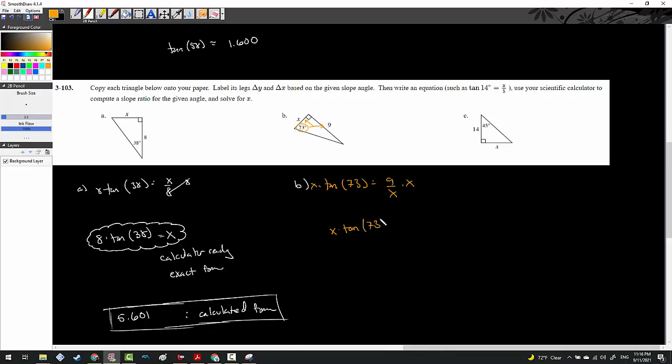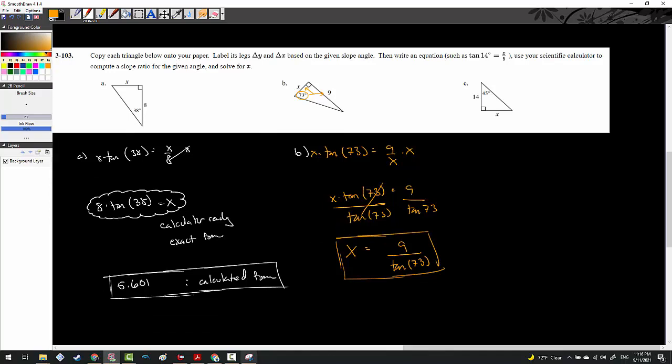And so x times tangent of 73 equals 9. I'm going to go ahead and divide by tangent of 73 on either side. So x equals 9 divided by tangent of 73. And again, this is my calculator ready form. So now let's go ahead and find out what that is in calculated form.